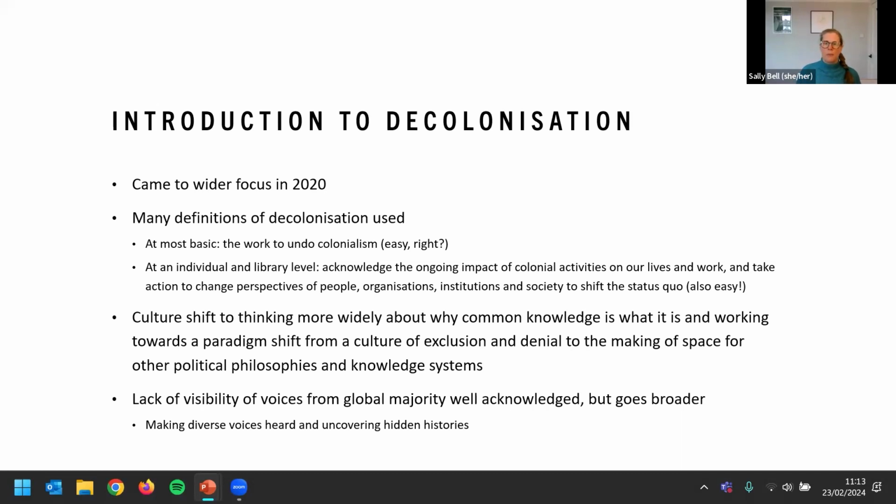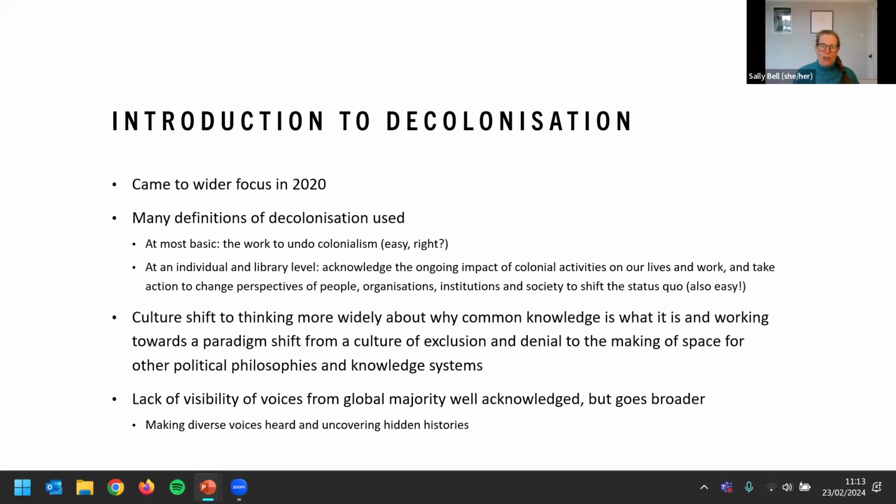So that's why thinking about this culture shift, about common knowledge and actions and perceptions, is really important. And really what that boils down to is making diverse voices heard and uncovering hidden histories. And that last part's really important for LGBTQIA+ month.